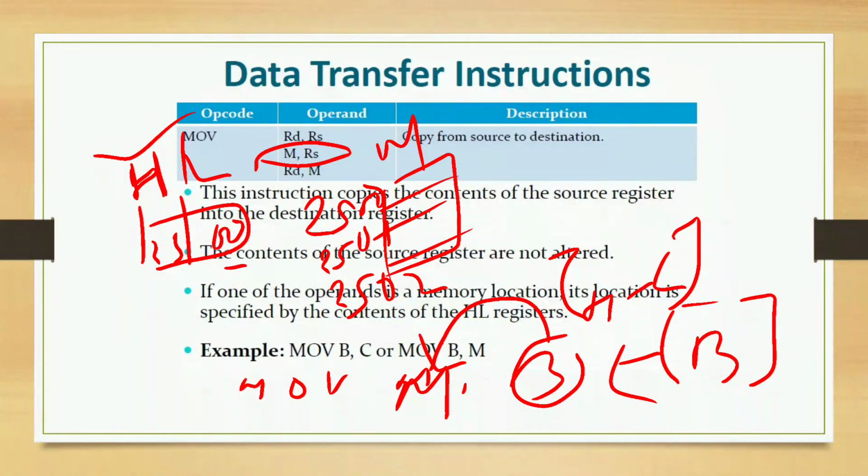This address is the first location in memory. At that location, the content of register B is moved. Memory address is always addressed by the HL pair.